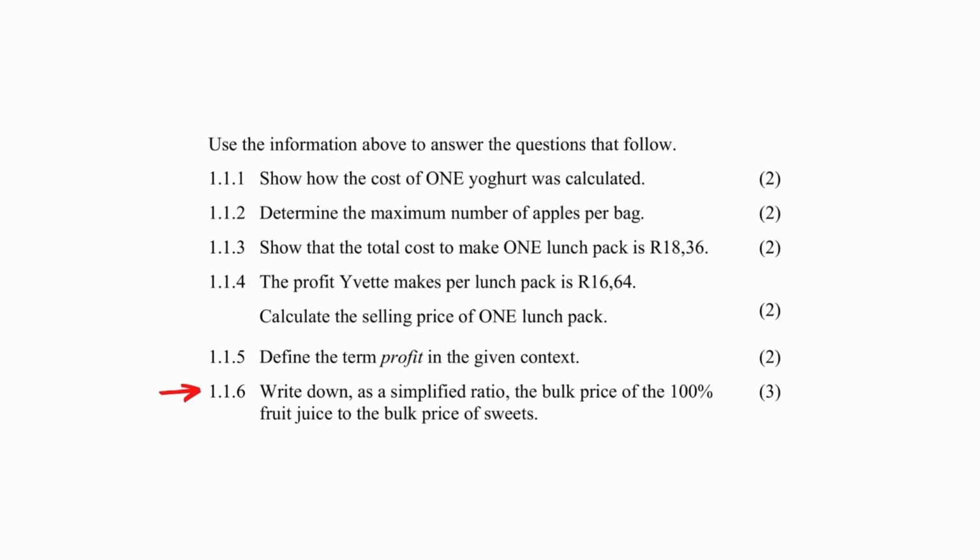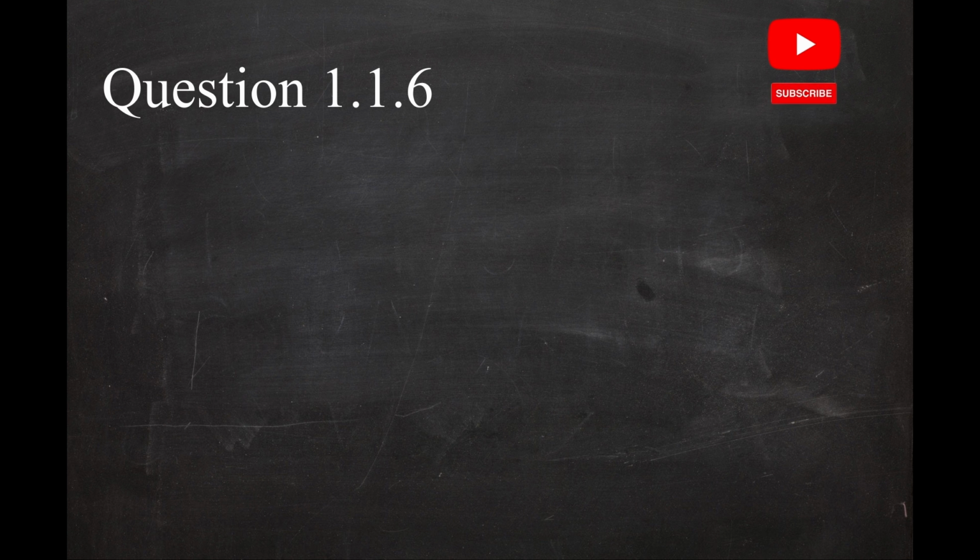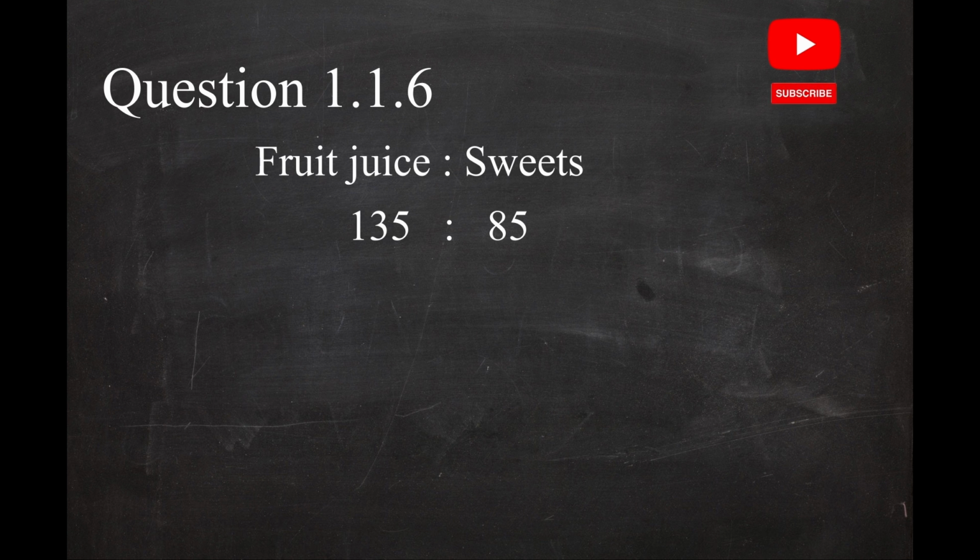In question 1.1.6, you have to write down as a simplified ratio the bulk price of the 100% fruit juice to the bulk price of the sweets. Since the question mentioned the fruit juice first and then the sweets, the ratio has to be written like this: fruit juice to sweets. This ratio will now have to be simplified.